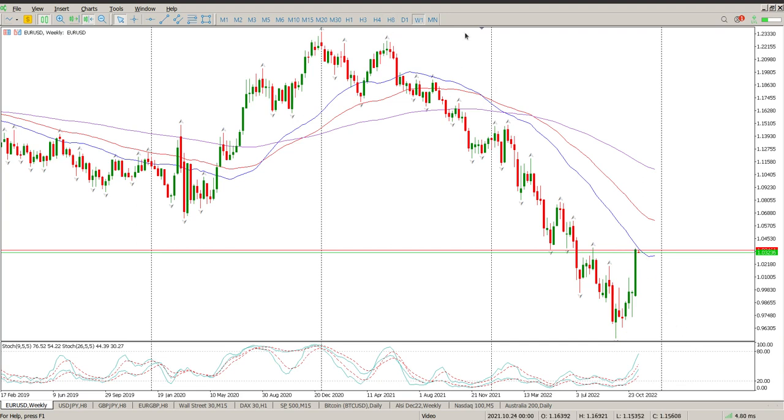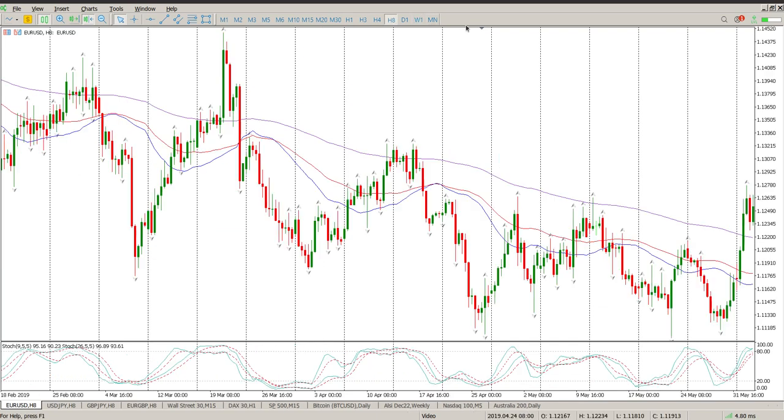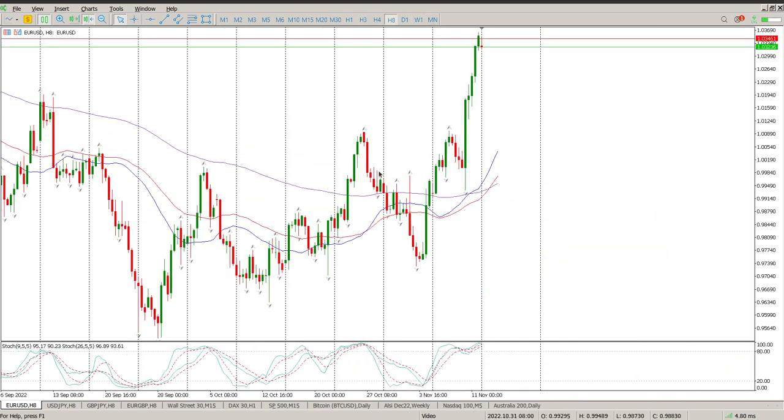So if we just get down to the 8-hour quickly, and you can see we're extremely overbought at the moment. The 8-hour, we do have a crossover of all the moving averages, and we're pointing up quite sharply, but we are very far from them. So that is a sign of exhaustion right now.